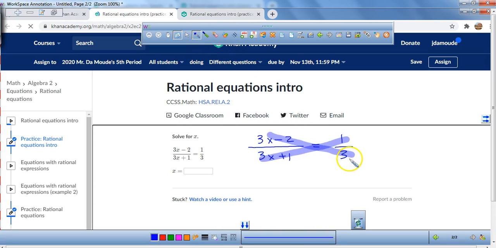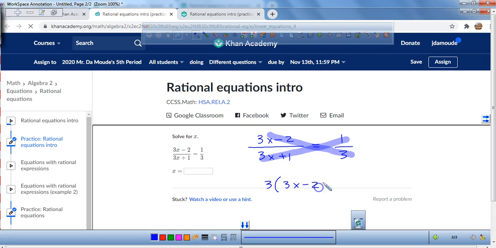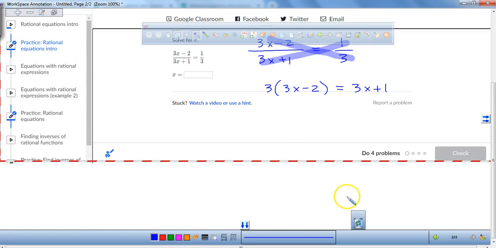I'm going to start with this: 3 times the difference of 3 times x minus 2. So we're going to do 3 times the difference between 3 times x and 2 equals, now 1 times 3x plus 1 is 3x plus 1. So there are our cross products. Now we need to distribute. So we get 9x minus 6 equals 3x plus 1.